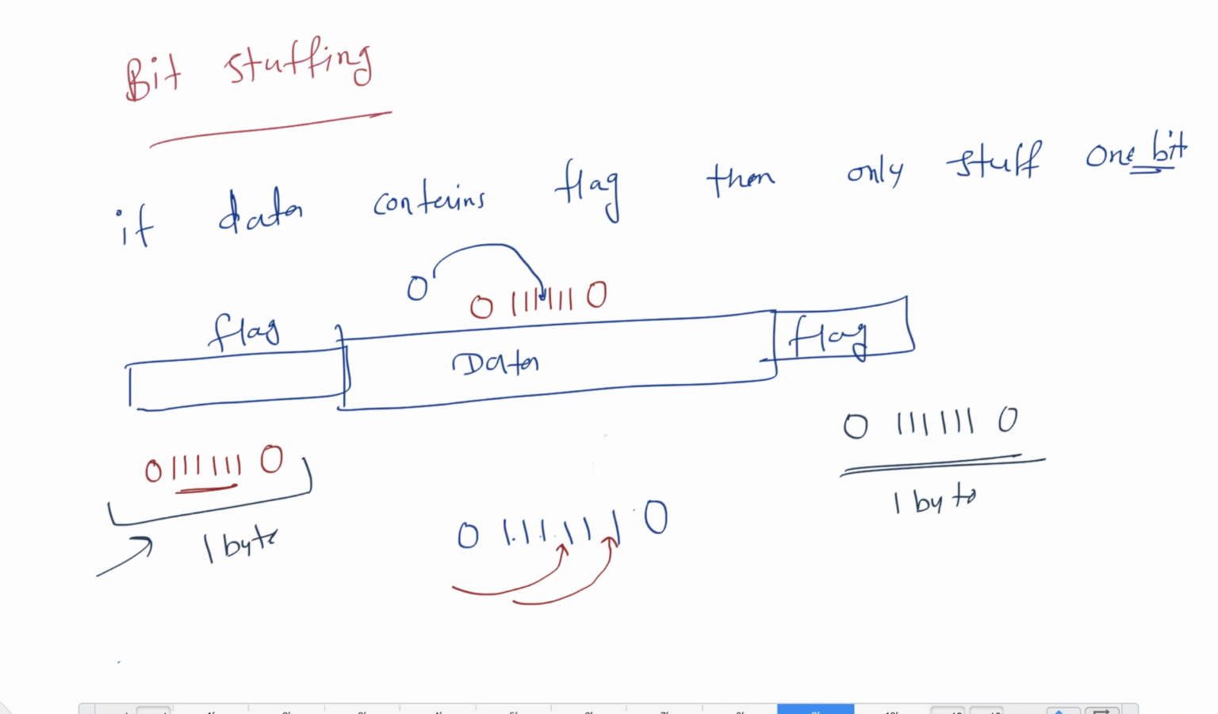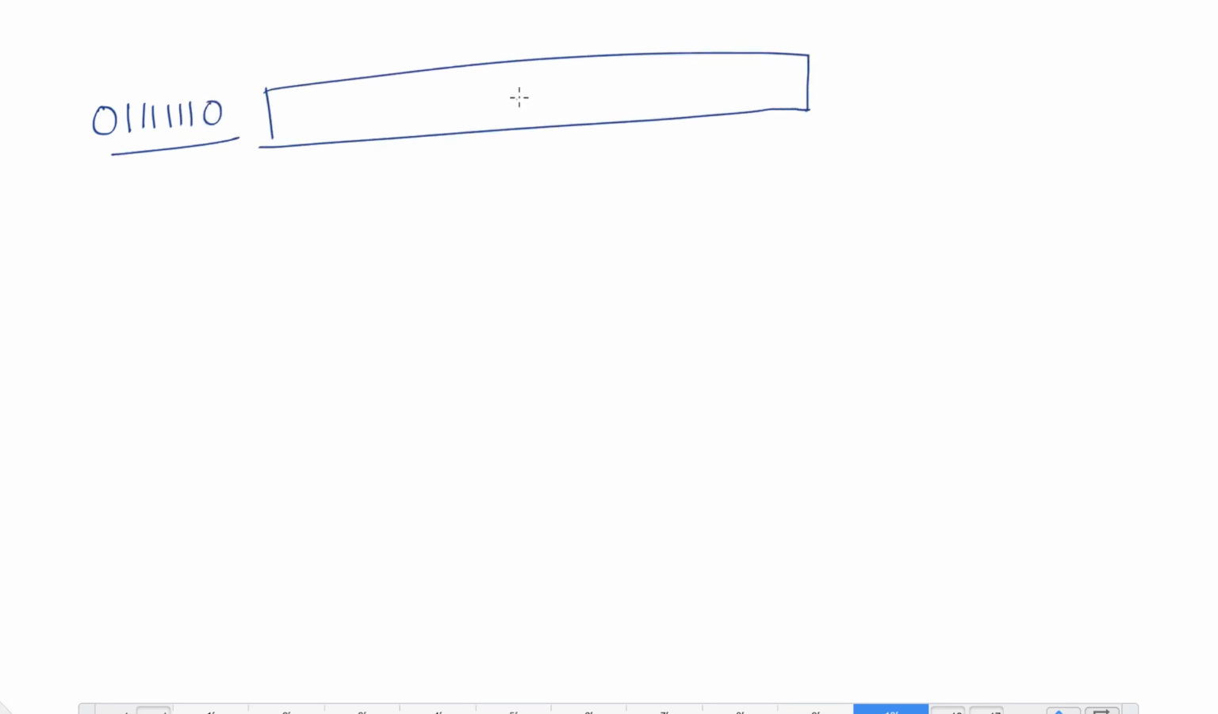So let me just give you an example of what's going to happen. Suppose your data contains this flag, 0 1 1 1 1 1 1 0, and your data also contains this bit stream, 1 0 1 1 1 1 1 1 1 and then 0, and here also you have the flag, right? Now at the sender side you will do what? You will stuff a 0 here, and at the receiver side it will clearly remove this 0. That is okay. I hope you got it. At the receiver side it will remove the 0 after 5 ones.